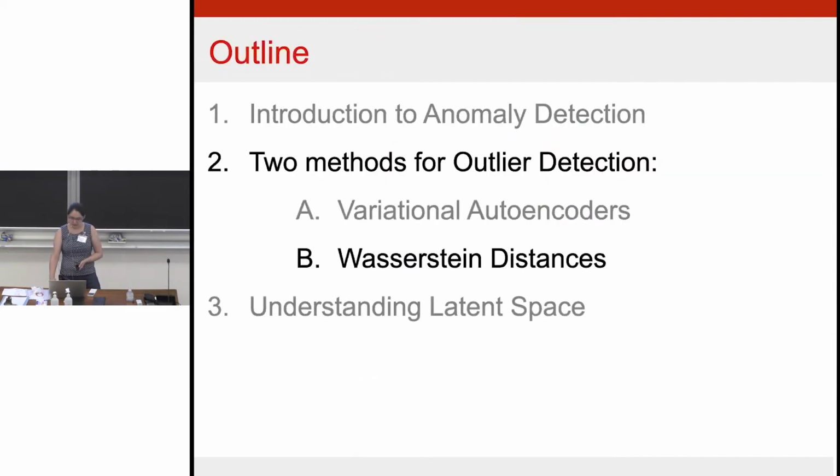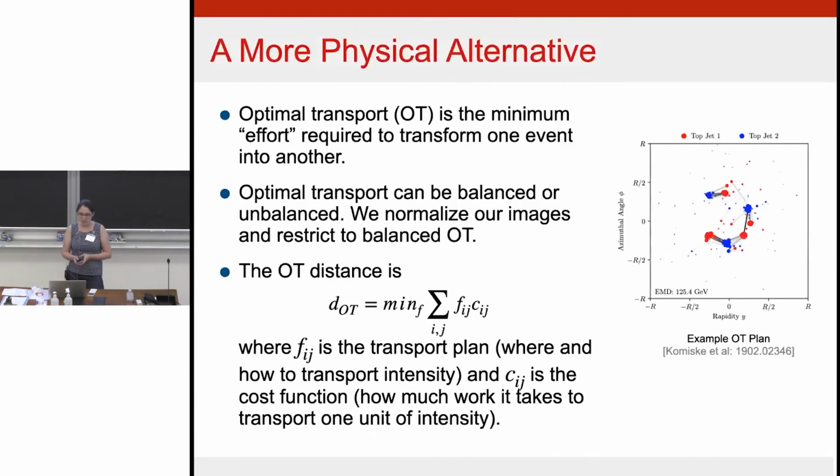Okay, so next I want to talk about Wasserstein distances. This is another anomaly detection method, but Wasserstein distances are more general than anomaly detection. So what are they? Wasserstein distances are a type of optimal transport distance. Optimal transport is the minimum effort required to transform one event into another.